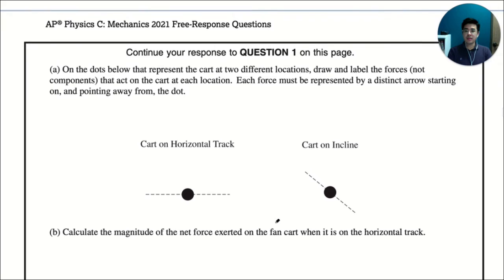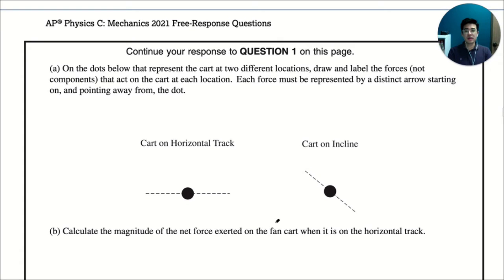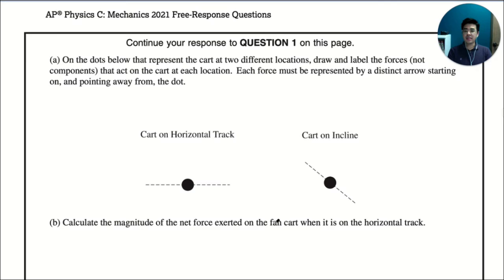All right, the dots below represent the cart. Draw and label forces that act on each cart at each location. Each force must be represented by a distinct arrow pointing away from the dot. Okay, so let's see. We have this cart on a horizontal track, so there's no friction. So what are we going to do? We're going to have FG pointing down, and you can call it FG or a big G or mg, however you want to label it, as long as it's clearly gravity. Same with this normal force. You want to make sure that your arrows are equal in size, otherwise the cart would be floating off the track or something like that.